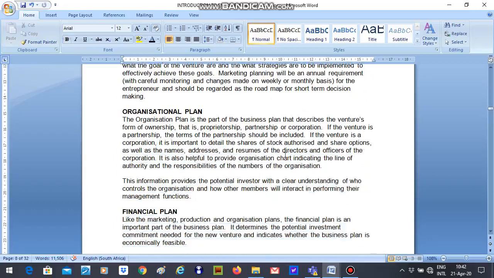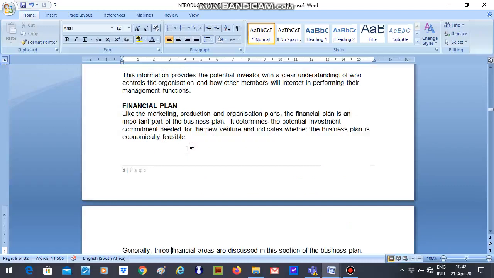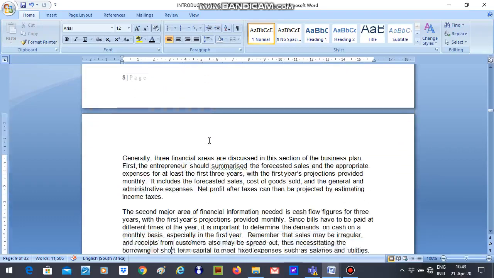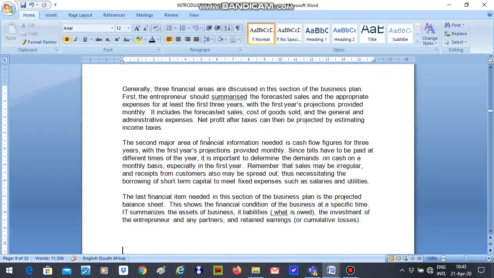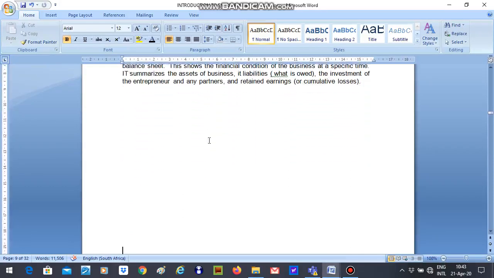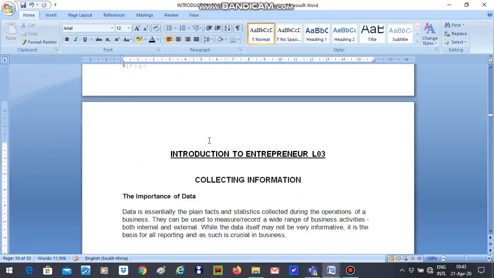You move on to organizational plan. The organizational plan is also looking at the type of venture, whether it's proprietorship, partnership, or corporation. You can have all these things, and then you look into them and look at which type of venture you would want to embark on. We go to financial plan. There's the need for you to have a financial plan. It is important for the business, and it helps you to secure loans and in your proposals and stuff like that. So these are what we look at in LO2. That's the gist of it.